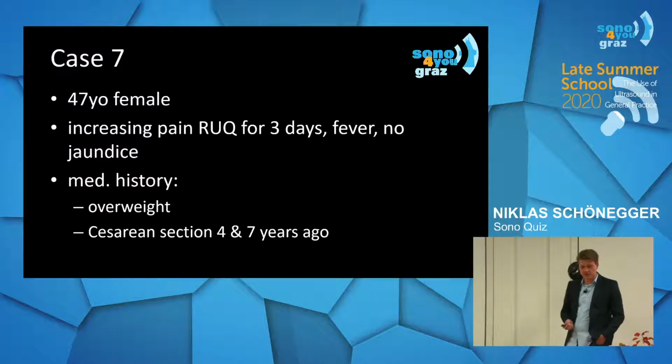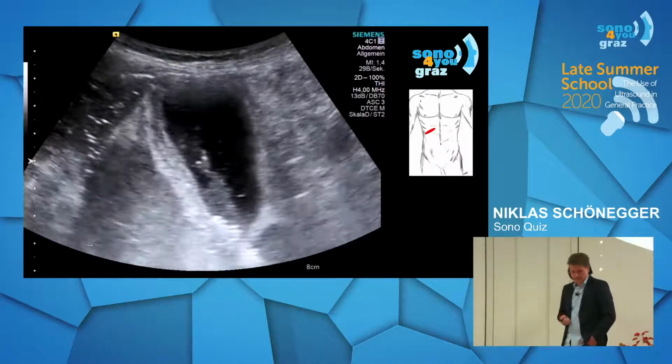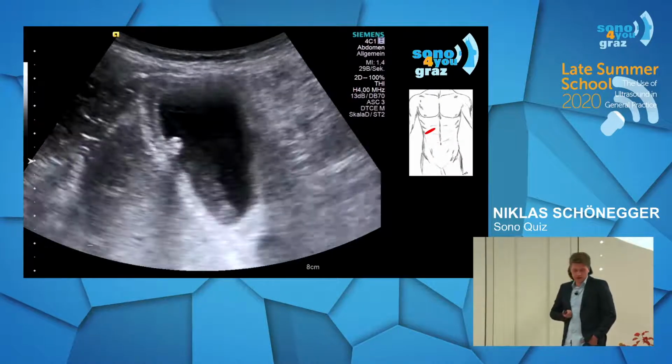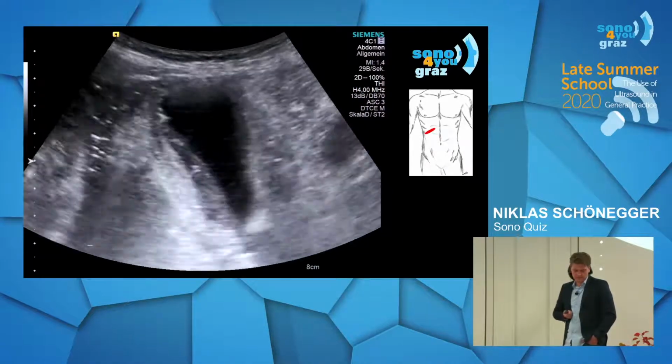Next patient is a 47-year-old female patient, also with pain in the right upper quadrant for 3 days. She also had fever, but no jaundice. She treated herself with analgesics, but that didn't go very well. So she presents to you. In her medical history, she's overweight and she had 2 cesarean sections. And again, you put the probe on the area where she has pain, and this is what you see.